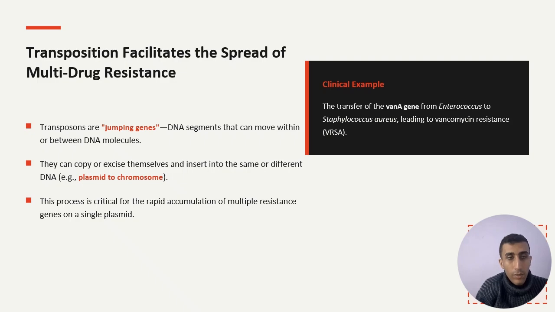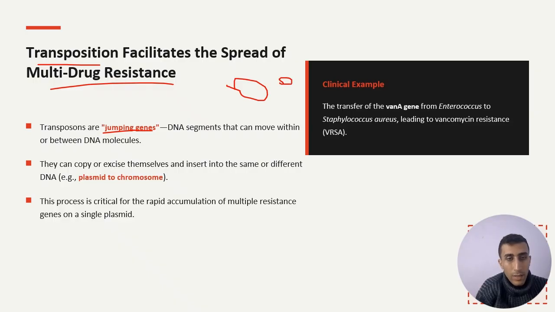And lastly we've got something called transposition. Transposition facilitates the spread of multi-drug resistance. Transposons are like jumping genes. As in a previous example, there is the DNA of the bacteria and there is a plasmid.